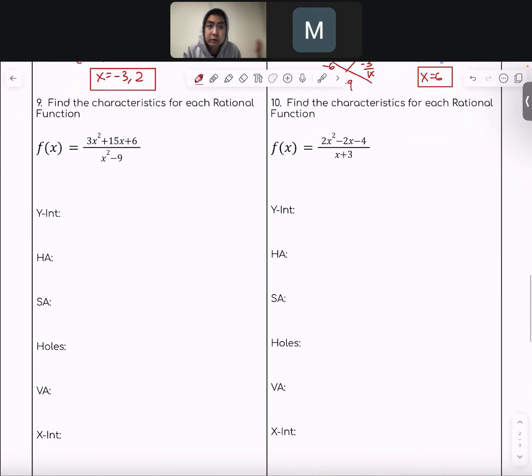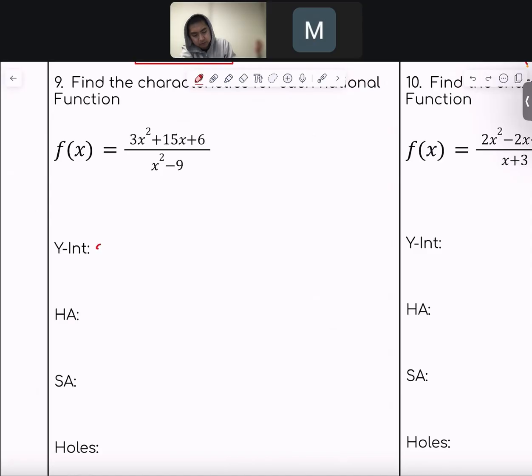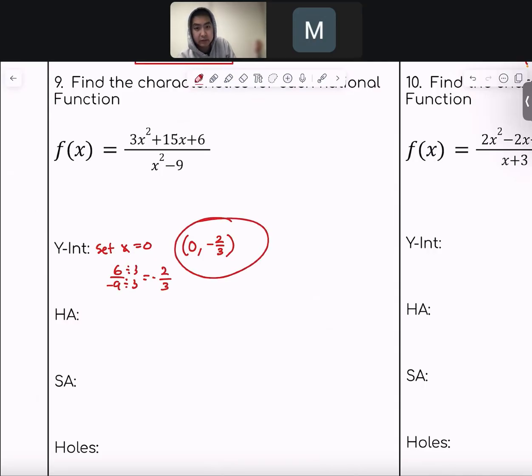Okay, now for our characteristics. For y-intercept, horizontal and slant asymptotes, that all happens before factoring. So first, y-intercept: you set x equals 0. When you set x equal to 0, you just have 6 over negative 9. So 0 comma 6 over negative 9, but then you can divide 3 to both, so that's going to be negative 2/3. And it has to be written as a coordinate.